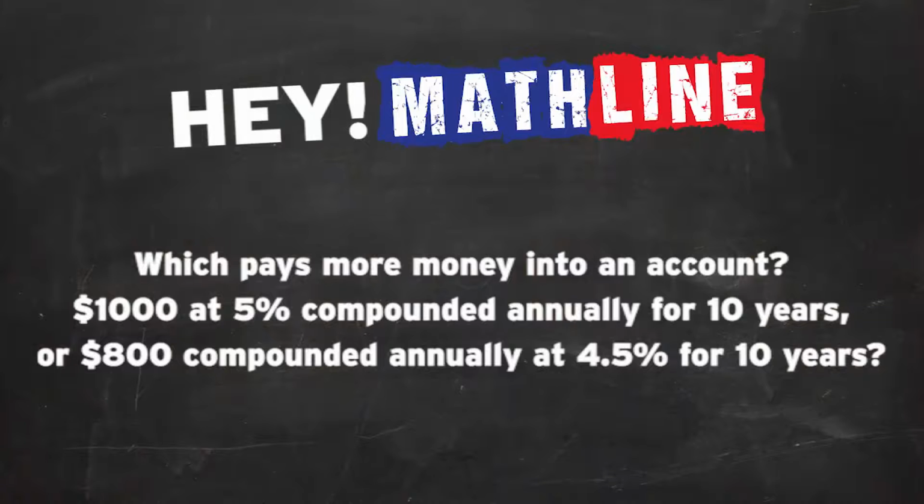I'm Alyssa Grove from Bearden High School, and I have a problem for Mathline. Which pays more money into an account? $1,000 invested at 5% compounded annually for 10 years, or $800 invested at 4.5% compounded annually for 10 years?